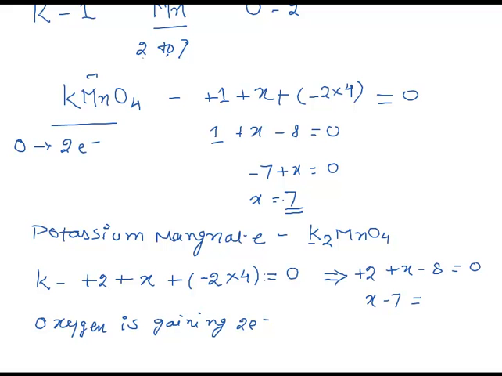Now here also it is +2. Now this will become, what will it become, students? It will become X minus 6. Okay, students. So this is X minus 6 is equal to 0. So X is equal to 6. So what is the charge on manganese here? It is 6. Okay, students.